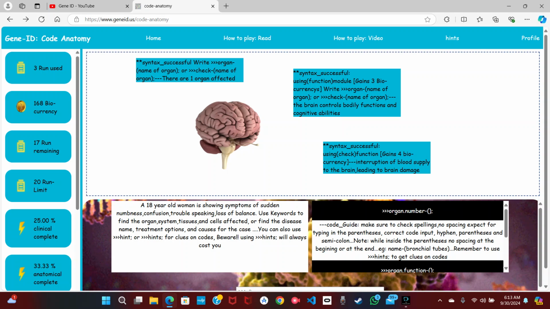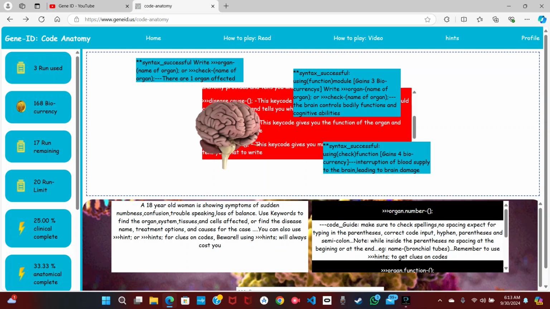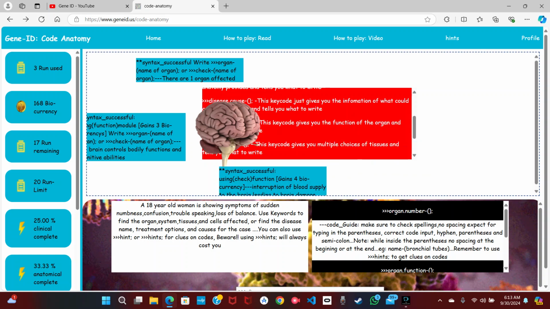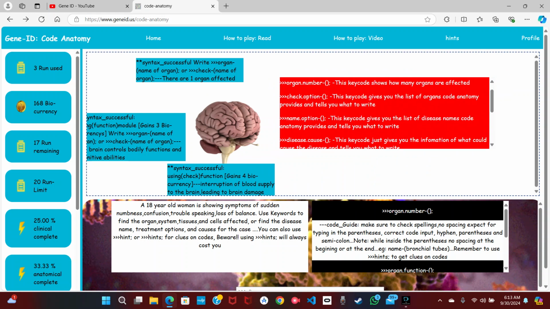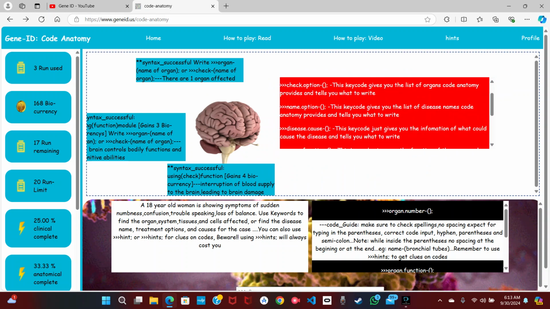All right, now that we know of the brain, or the organ that is affected, let's go for the disease. Let's see what we can find. Maybe let's try hints. Let's see what we can find here. All right, so let's see, check options. Okay, name options.